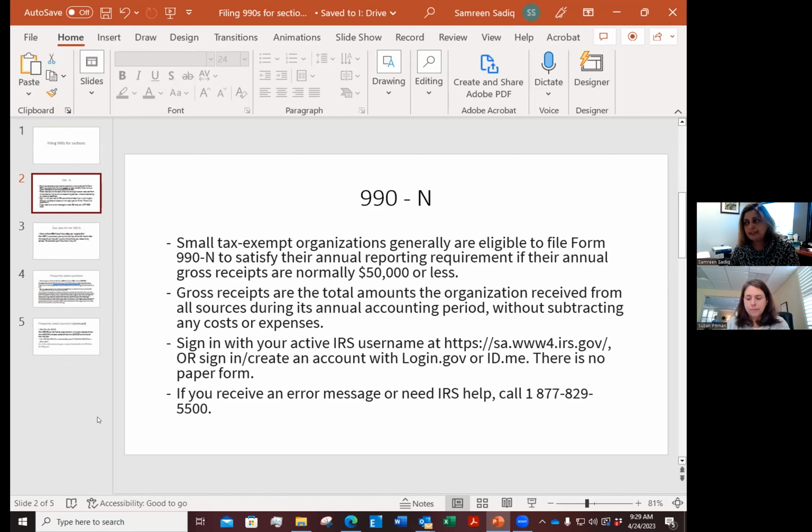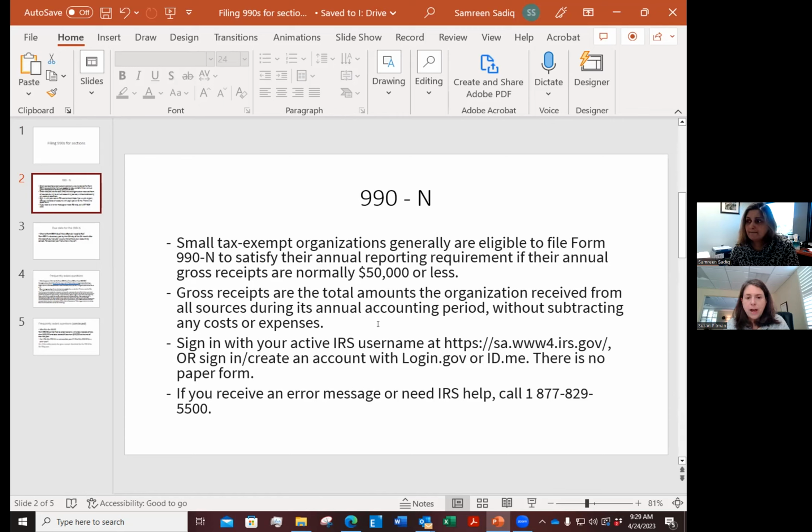So just to initiate, a 990N is the annual form that most small tax-exempt organizations file to satisfy their annual reporting requirement. The main criteria for that is the gross receipts or collections for the year are usually $50,000 or less. The gross receipts are the total amount that the organization receives from all sources during its annual accounting period before you subtract any costs or expenses.